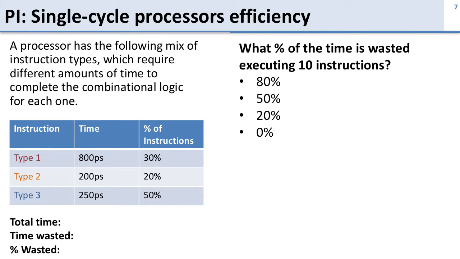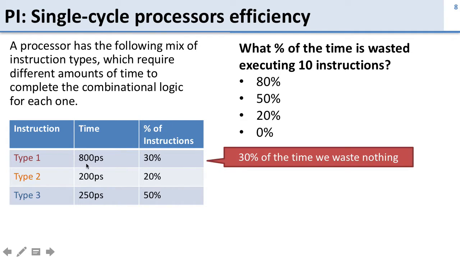So let's take a look at the efficiency of a single cycle processor. So we have a processor here that has three different types of instructions, and each of those instructions takes a different amount of time to do its logic, and we can see that in programs, the program is made up of different percentages of those instructions. And so the question is, if we execute 10 instructions from a program, what percentage of the processor's clock cycle time is going to be wasted?